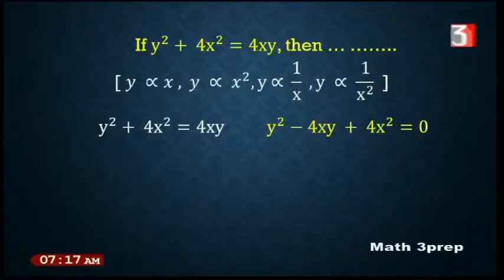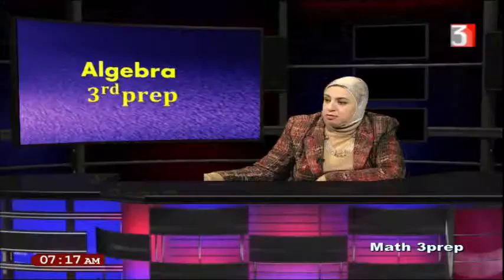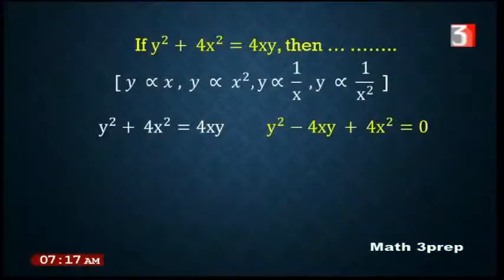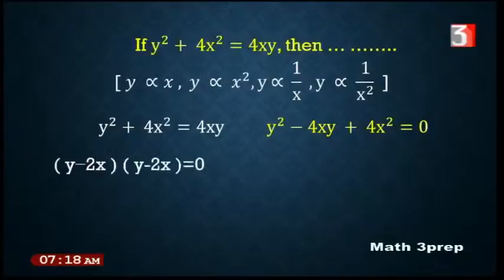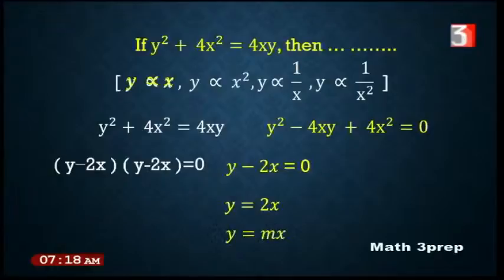Look carefully at such an equation. Yes, of course, you can make a factorization process. By factorizing this equation, it is y minus 2x times y minus 2x, as it is a perfect square, so it is y minus 2x all to the power of 2 equals 0. In this case, we can say y minus 2x equals 0, so y equals 2x. As y equals 2x, we can say that y equals mx, and here we can say that y varies as x, which is the first choice.